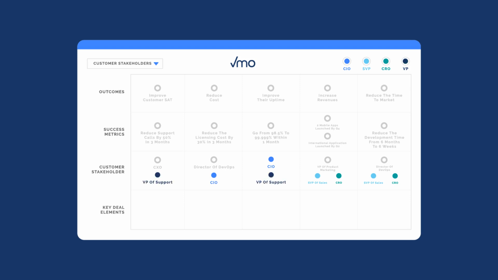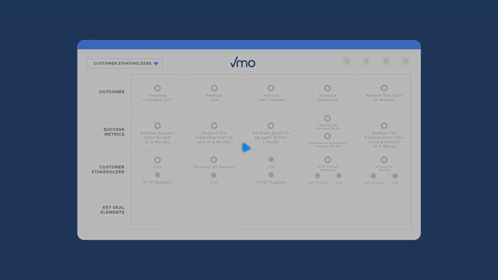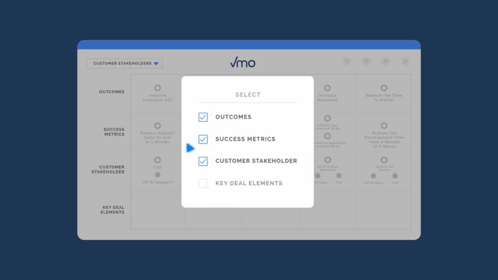The SVP of Sales is focused on the revenues and reducing time to market, as is the Chief Revenue Officer. The VP of Customer Support is very interested in improving the uptime because that's primarily the customer sat issue that her team is dealing with. Now we know who the players are. Let's look at what are the key elements of our deal that are going to support that outcome.